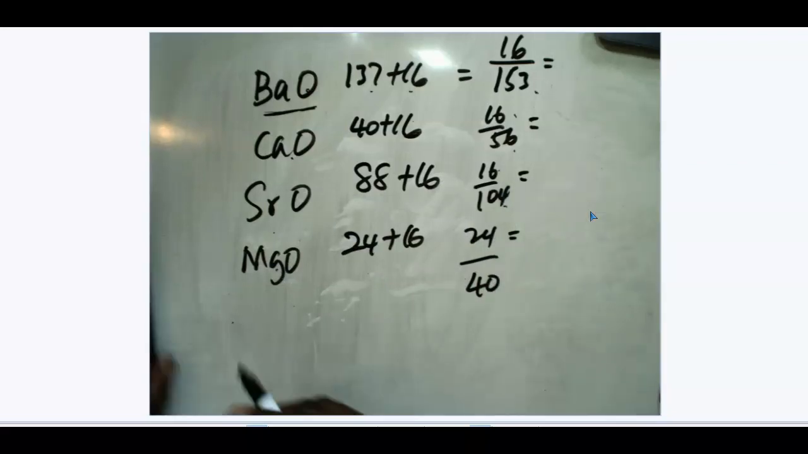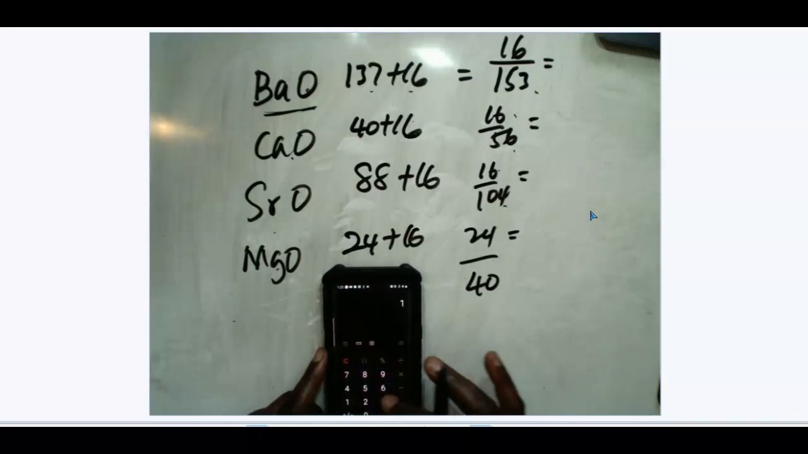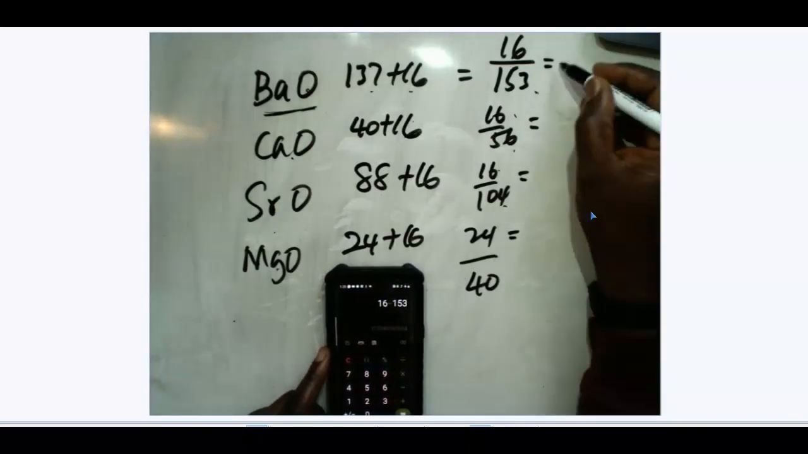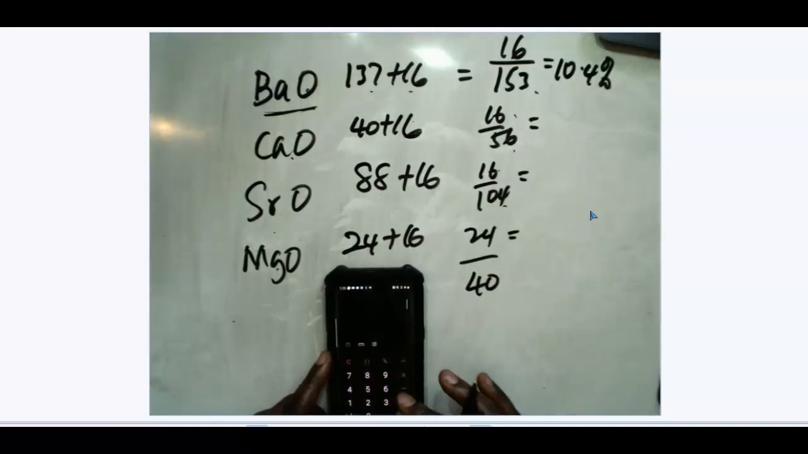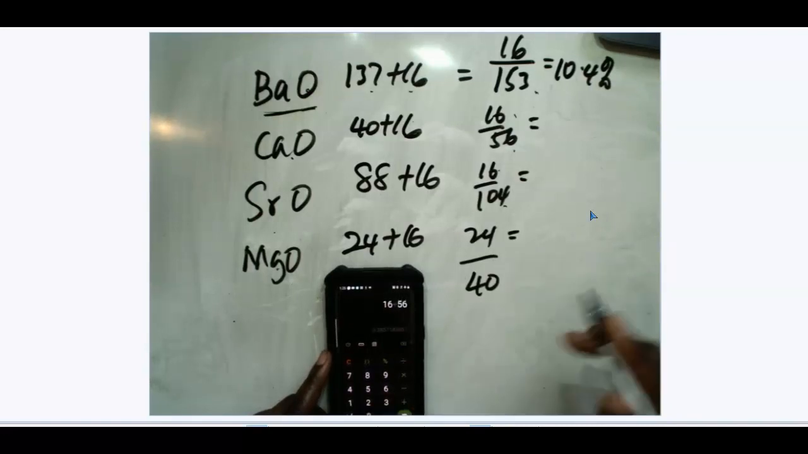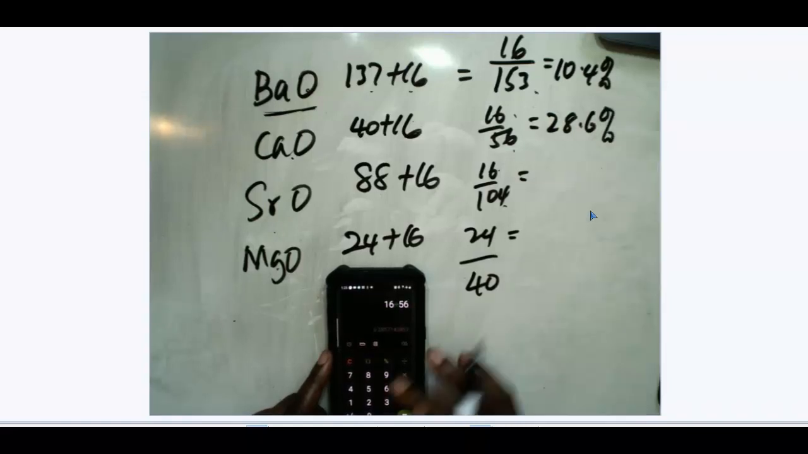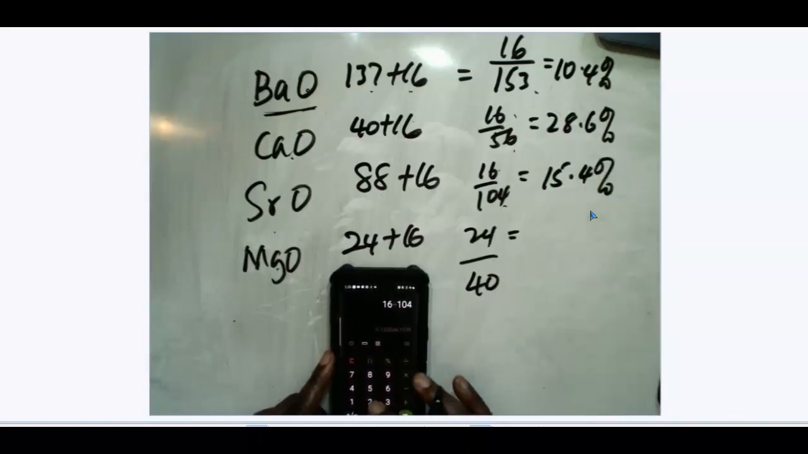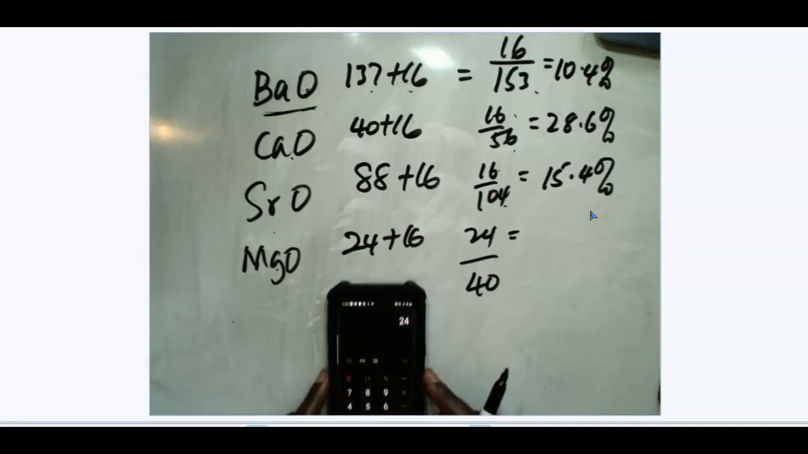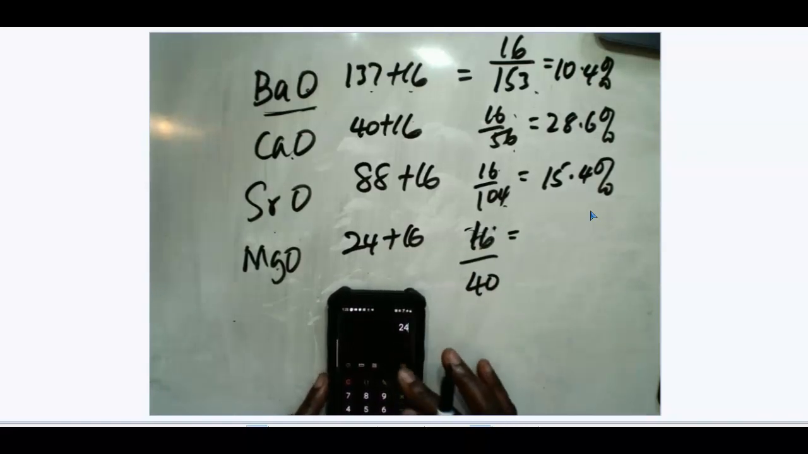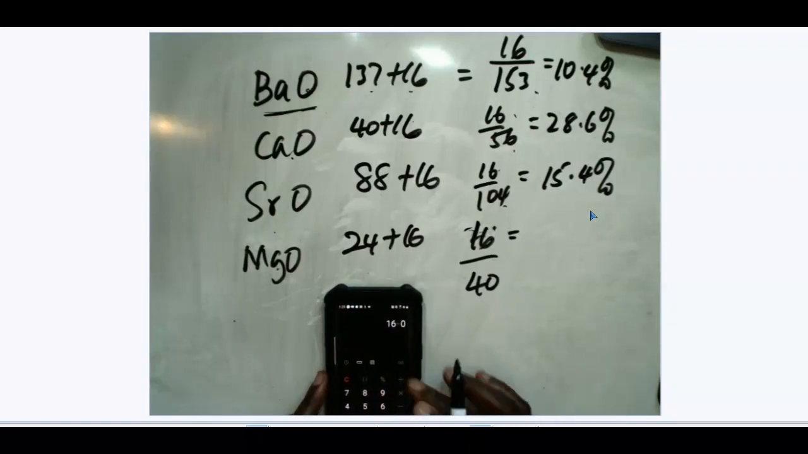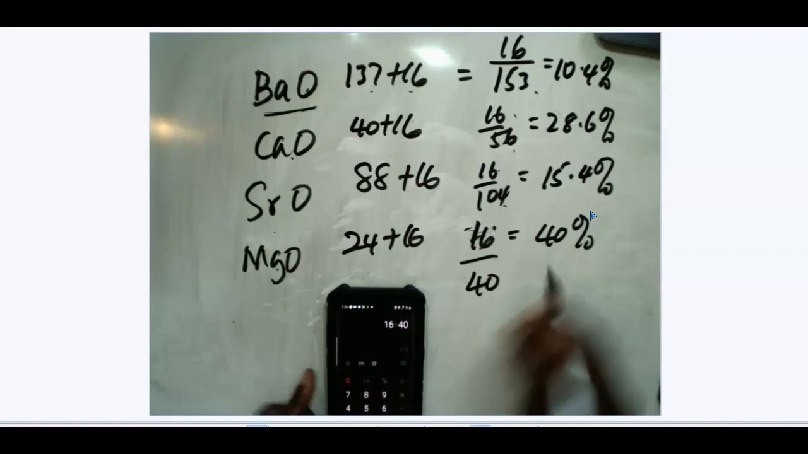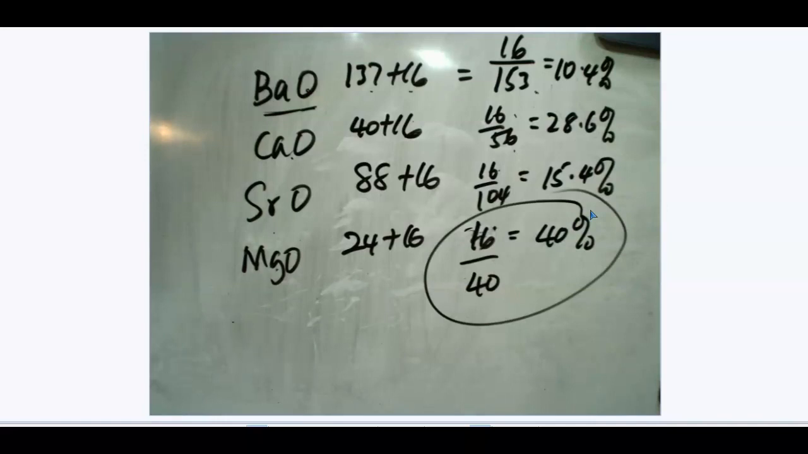So when you find the percentage of each one of them, let me see what we have. 16 divided by 153 will give us 10.4%. 16 divided by 56 will give us 28.6%. 16 divided by 104 gives us 15.4%. 16 divided by 40 will give us 40%. So that is why this is the highest.